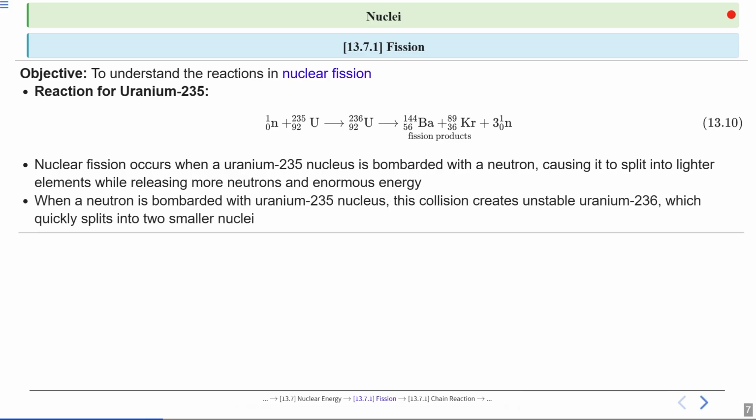The key step is that the neutron collides with uranium 235, forming uranium 236, which is highly unstable. This unstable nucleus quickly splits into two smaller nuclei, releasing energy and more neutrons. The process is self-sustaining if enough uranium 235 is present, because the released neutrons can keep the reaction going.